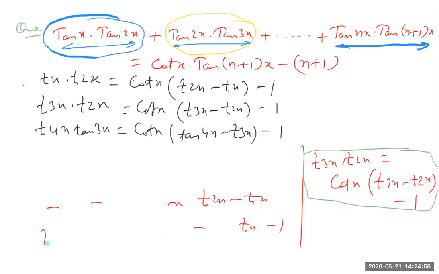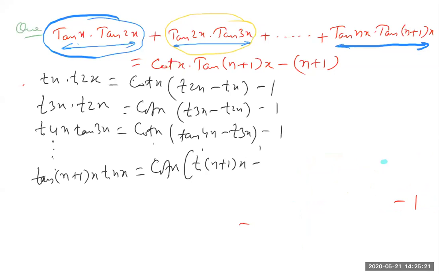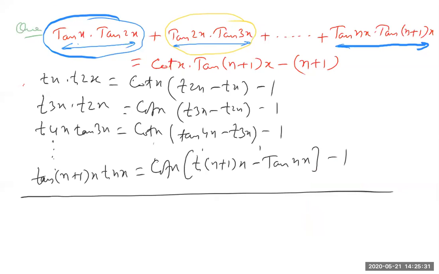So last step is tan n plus 1 x into tan nx. So like this, tan n plus 1 x into tan nx is equal to cot x into tan n plus 1 x minus tan nx minus 1. Now we have to add, because this question is nothing but the left hand side.